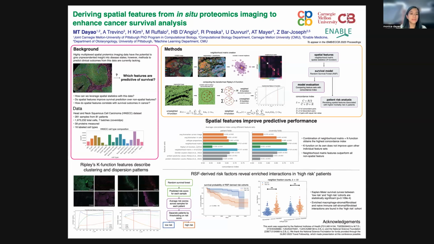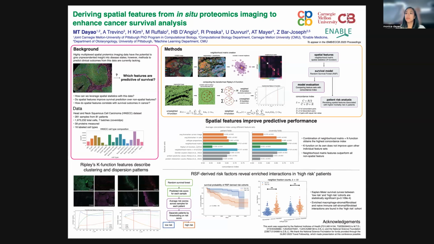In the middle graph, the orange bars correspond to non-spatial features. So these are kind of like our baseline methods. The green bars correspond to the neighborhood matrix and K function that I mentioned earlier. And the blue bar is combining the neighborhood matrix and K function to input to our survival model. The three gray bars are comparison methods that previous works have done.